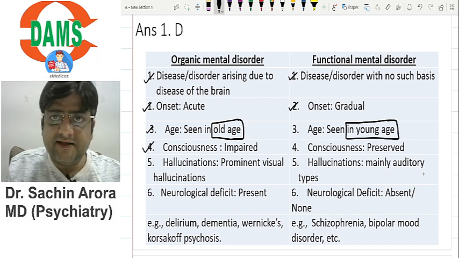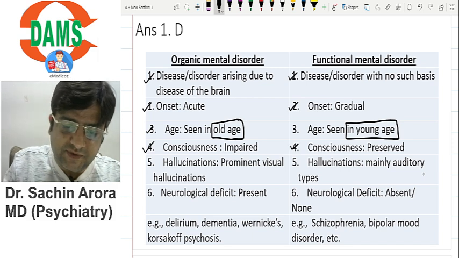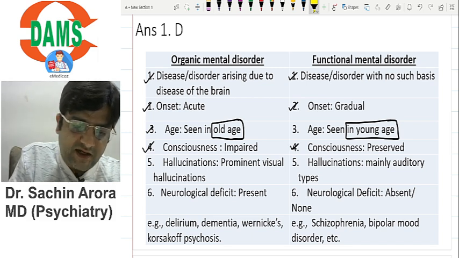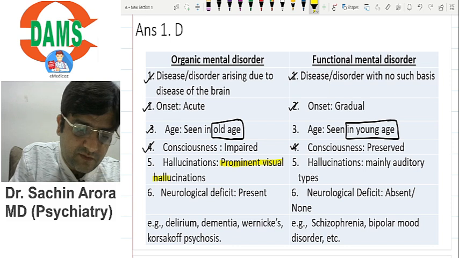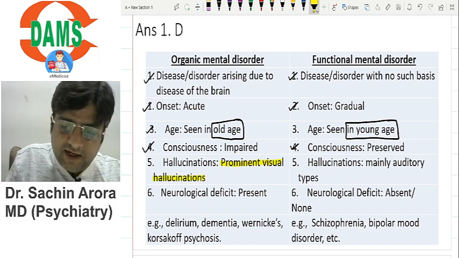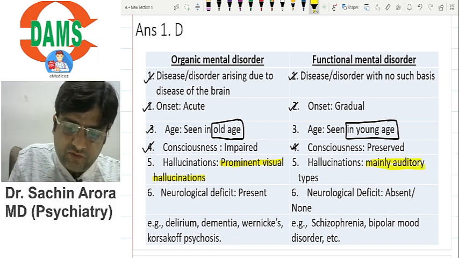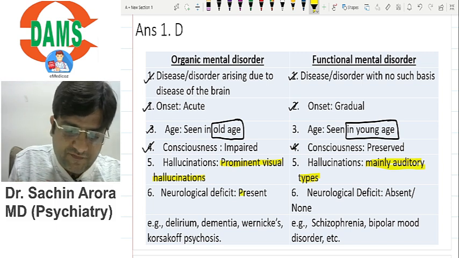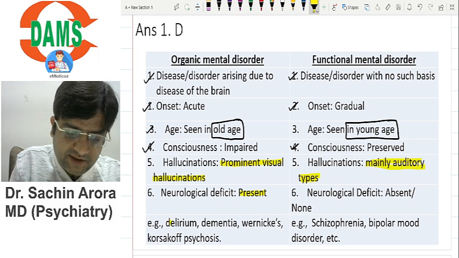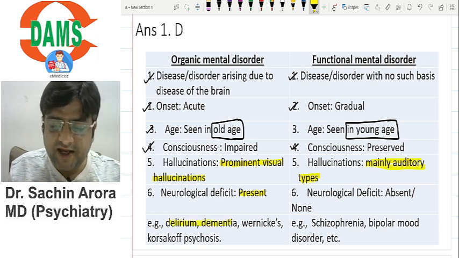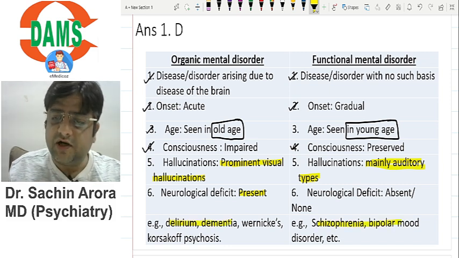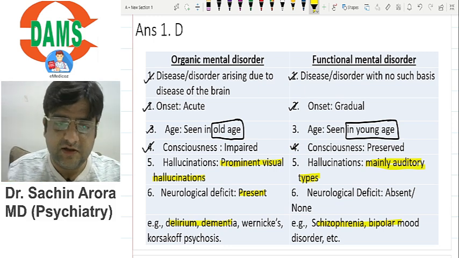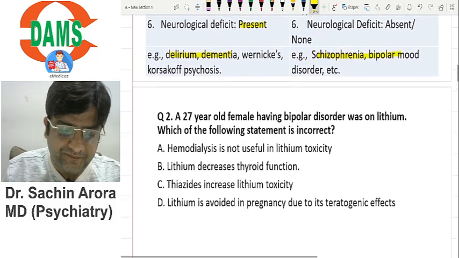Consciousness is impaired in organic, for example delirium; in functional, consciousness is preserved. Now this point is very important: visual hallucinations are more towards organic, and auditory hallucinations are more towards functional. Neurological deficit is present in organic, maybe absent in functional. Delirium, dementia are towards organic. Schizophrenia, bipolar are more towards functional. Keep this chart in mind.